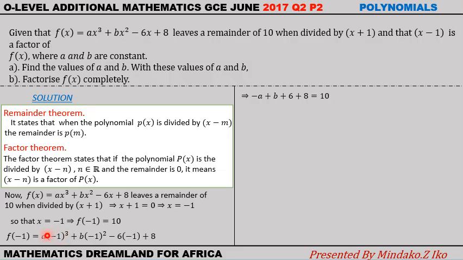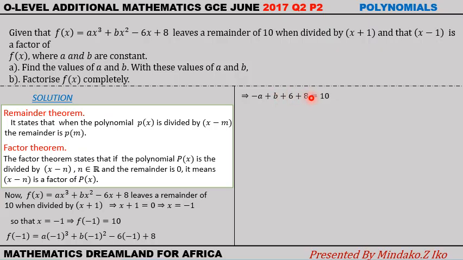So if I take the odd power, say cube, if I cube negative 1, I'll have negative 1, and then if I multiply the negative 1 with my a, I'll have negative a. Now if I square negative 1, I'll have 1, and if I multiply the 1 with my b, I'll have b. Now in this other case, we have negative 1 times negative 6, which gives positive 6, and then plus my 8. So now I have negative a plus b plus 6 plus 8.